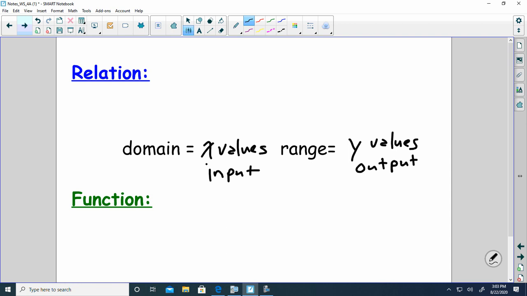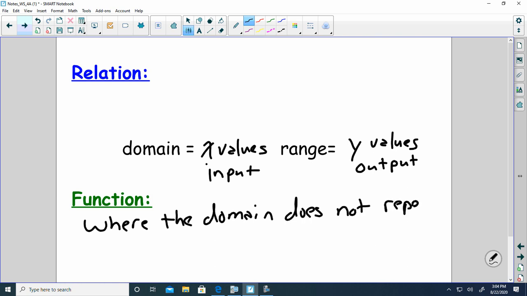And a function is where the domain does not repeat. The range can repeat, but the domain can't. If the domain repeats itself, so if you had like (2, 6) and then (2, 10), because the x's repeat, this would not make a function. It still is a relation, but a function is where the domain does not repeat. With a relation, the domain can repeat all day long.